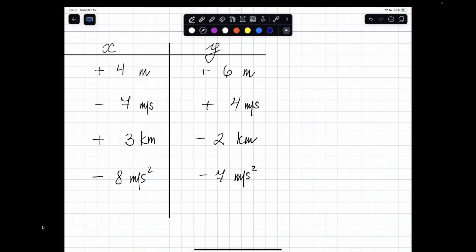Let's talk about how we can recreate a vector if we know its components. If you look at the table here, I'm giving you the x and y components of 4 different vectors. 2 of them are vectors of displacement. You can tell that by the units, meters and kilometers, that would be displacement. Meters per second would be velocity, and meters per second squared is acceleration.